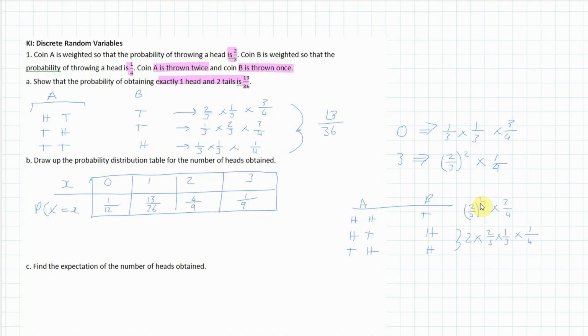Find the expectation of the number of heads obtained. Okay, so the expected value is what we're talking about here. It's going to be equal to 0 times 1/12 plus 1 times 13 over 36 plus 2 times 4/9 plus 3 times 1/9. When I add this all together, I get 1.58 to 3 significant figures.